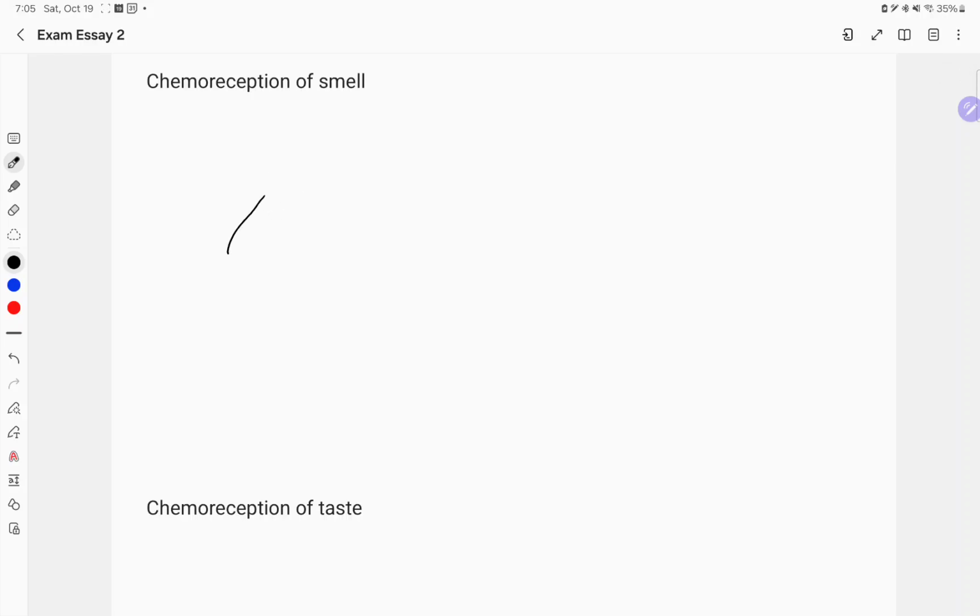I'm going to draw a nose right here. And let's see, maybe like a little eye like this. And we got the brain up here. And in our nose, we have these neurons that are going to be sending messages to the brain about what we're smelling.